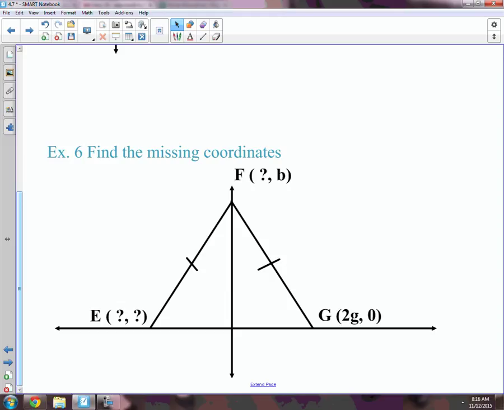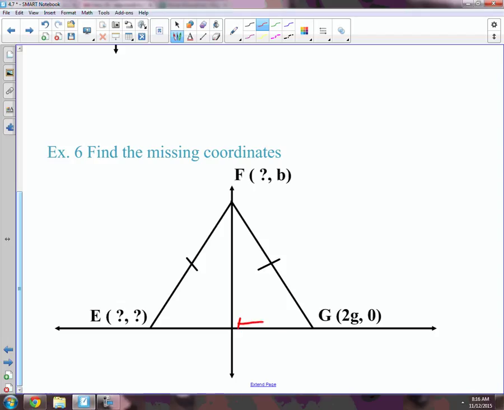Okay, now here's the thing we have to be careful of. The base is not 2G units long. Does anybody know why the base is not 2G long? Yeah, Audrey. That's only one side of the graph. Good. It's how far it is from here to here. So this space is 2G long. So that's one thing we have to be careful of. Okay, so that point is given to us.